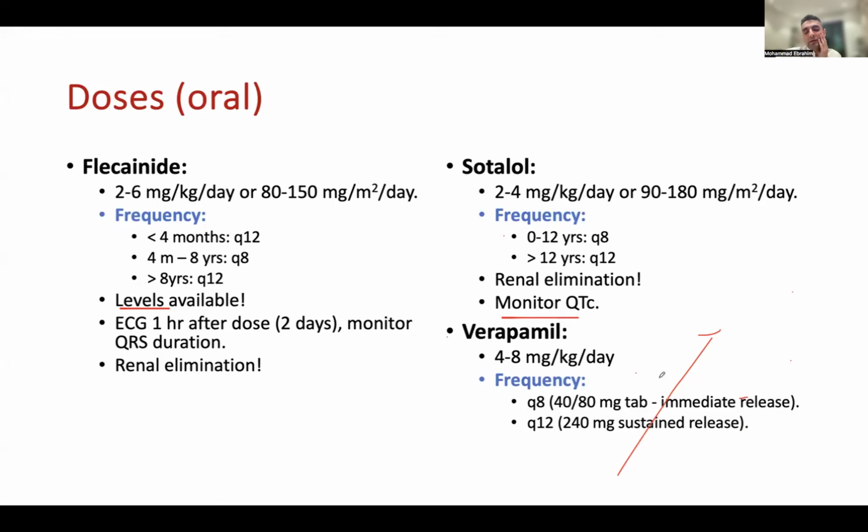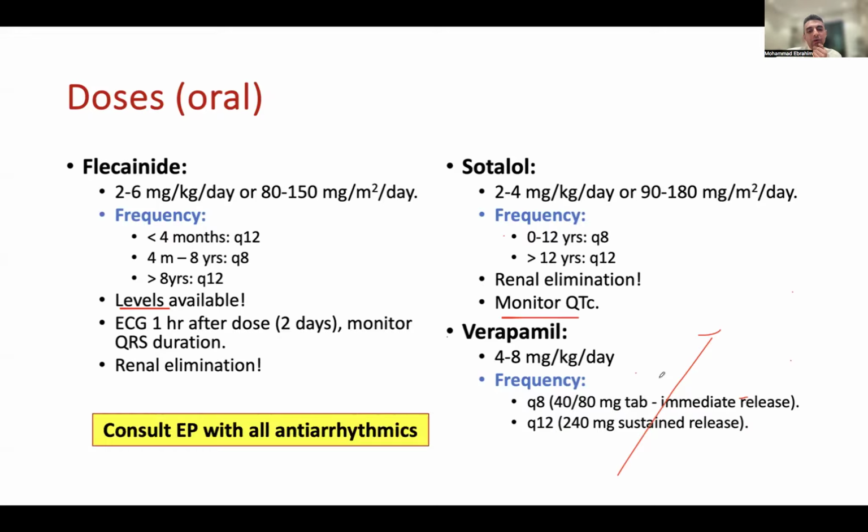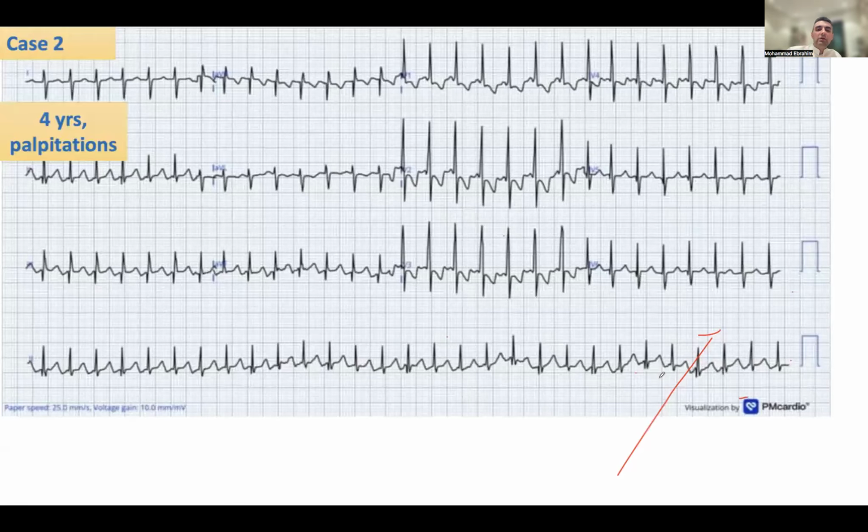And these are the dosages. Obviously, when you are giving beta blockers, they are usually benignish, but flecainide, sotalol, these are heavy pro-arrhythmic agents, so you want to make sure someone with experience is monitoring the patient.